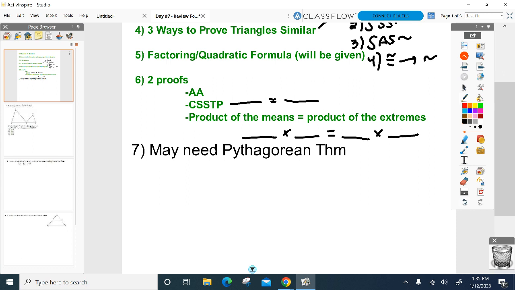And just a heads up, don't want you to be blindsided. You may need the Pythagorean theorem tomorrow. Use it, but you can only use it if you're working with a right triangle. Remember, right triangles only for Pythagorean theorem.